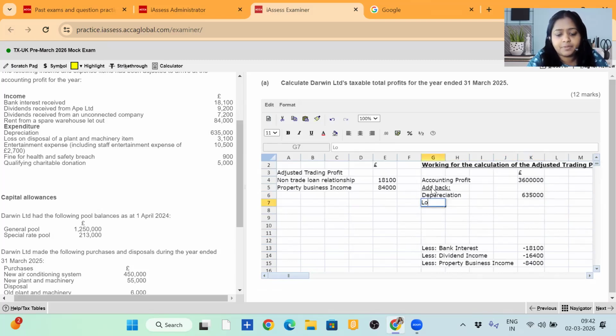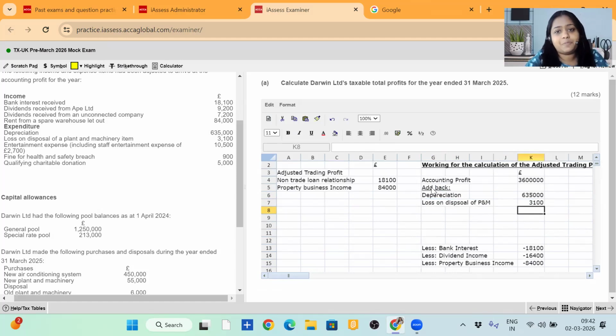Next one. Loss on disposal of plant and machinery. That is also to be added back, not an expense which is allowed here, right? Because we already settled it in capital allowances. So loss on disposal of plant and machinery. Spelling mistakes, you're not deducted marks for it. So that's okay. You can ignore it. 3,100.